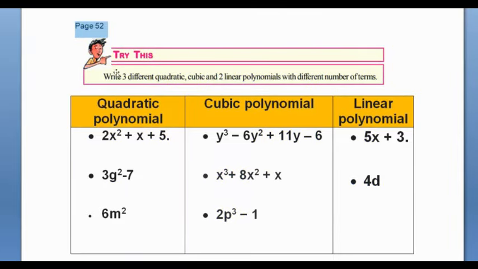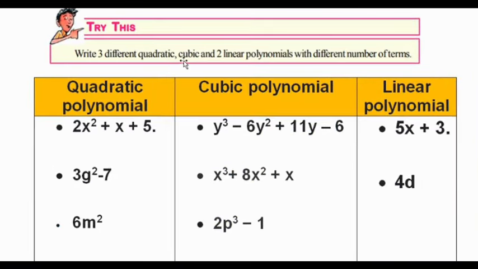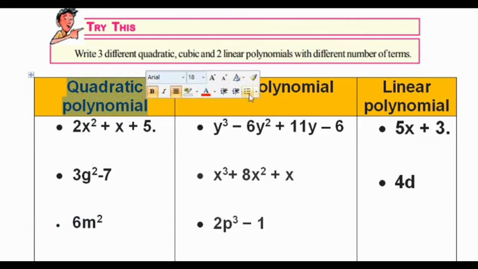Page number 52, try this. Write three different quadratic, cubic and linear polynomials with different numbers of terms. A quadratic polynomial is a polynomial whose degree is 2. If the degree of an expression is 2, then it is said to be a quadratic polynomial. If you observe all the three examples, the number of terms may be different, but the degree or highest power in the three examples is 2. Therefore, it is said to be a quadratic polynomial.